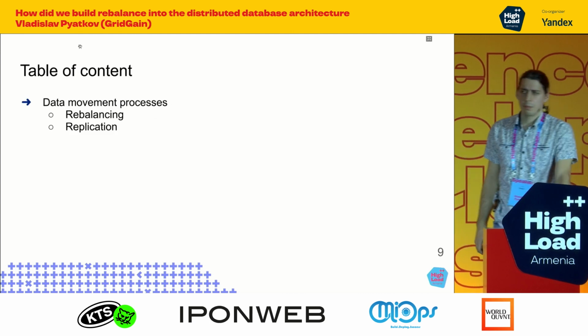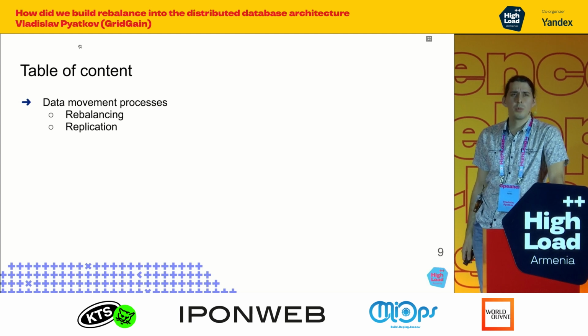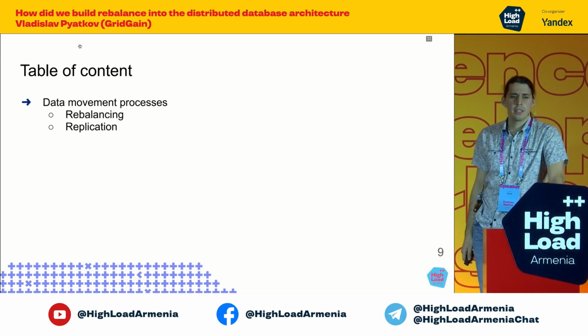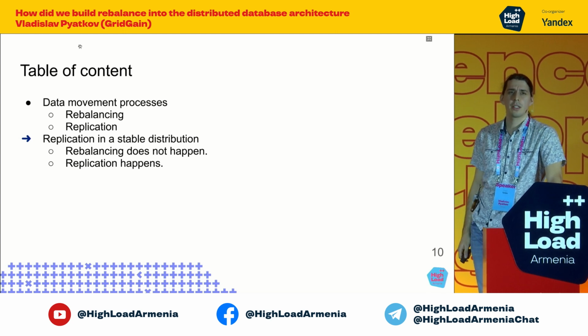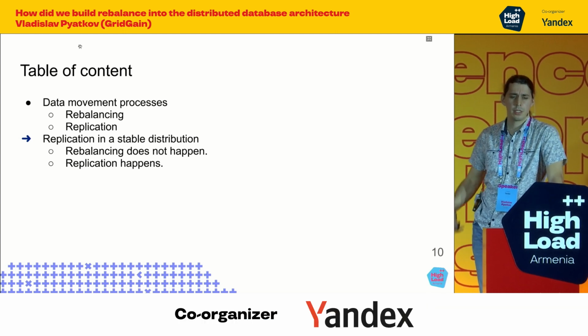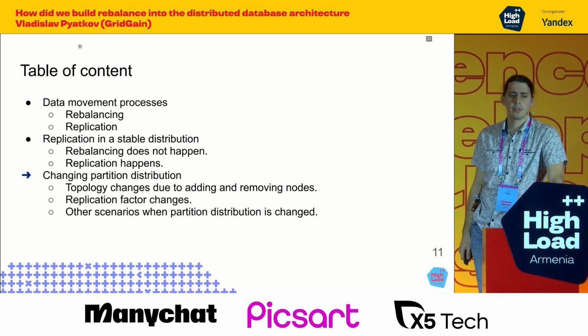And we're ready to describe the plan of the presentation. First of all, I will describe the data moving processes: rebalance and replication. Then I will describe behavior in a stable topology. There is no rebalance there, but it is required to better understand the behavior when the distribution is changed. And in the third part, I will describe what happens when the distribution changes.